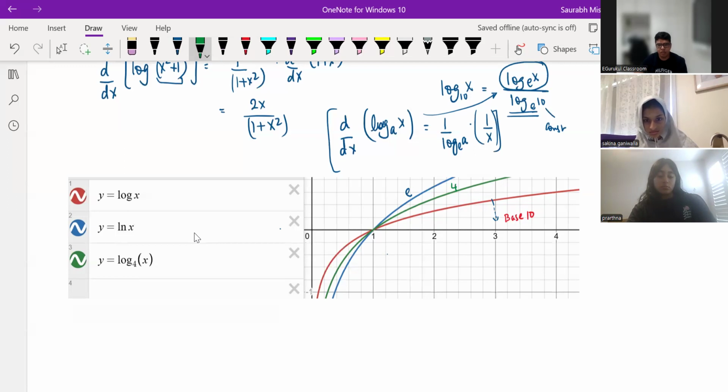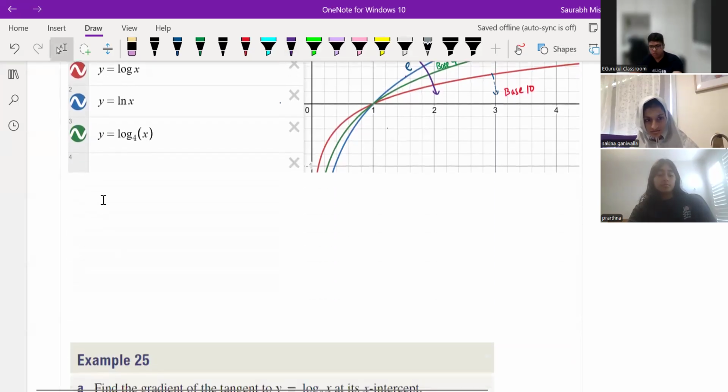So as you increase the base, the graph is going towards the x-axis, isn't it? Because this was base which is around 2, then 4, then 10. But all will pass through the point (1, 0). Pragna, does it make sense? That was your question. So (1, 0) is a common point.